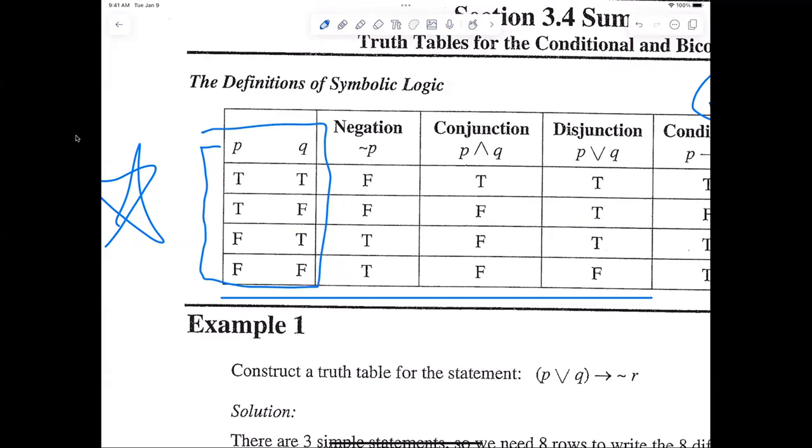P and Q can both be true. The first one can be true. The second one can be false. The first one can be false. The second one can be true, or they both can be false. Those are all the possible outcomes. Everybody with me on that? All right. So now that you understand that, that's just the possible combinations.